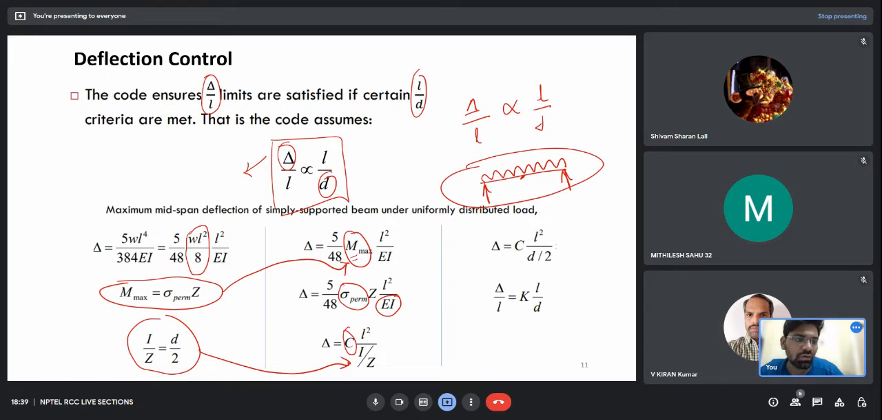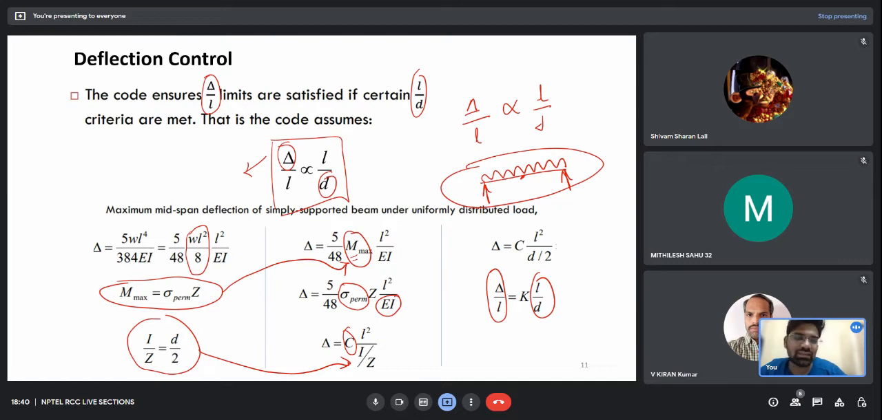Further, what can I do? C is a constant, 2 is a constant, so I am replacing them by K. So now you can see that is the reason why the code specifies the deflection control of beams by this relation. The deflection in our beam or slab is proportional to 1 by d.